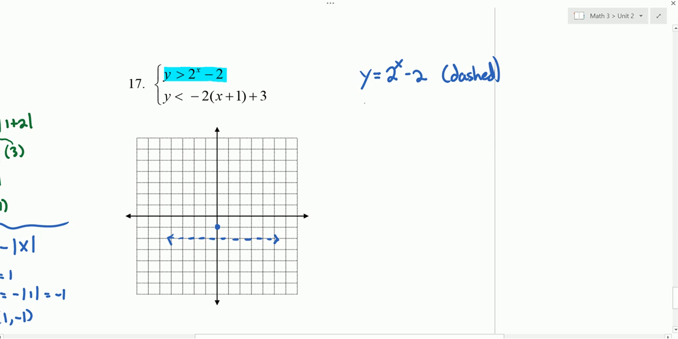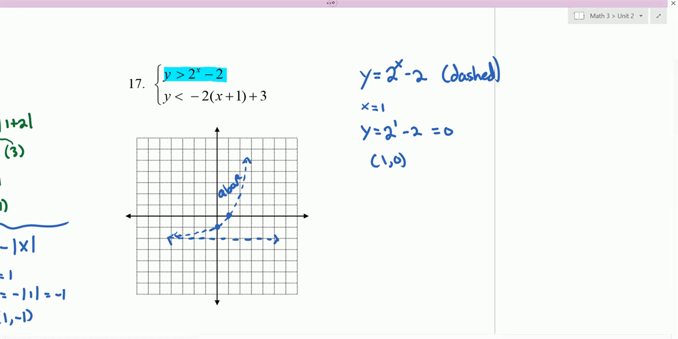And let's get another value. If we plug in x equals 1, we get y equals 2 to the power of 1 minus 2, which is 0. And so we get this curve. Remember, it's dashed. Something like that. We're shading is greater than, so we're going to shade above it, not under it.